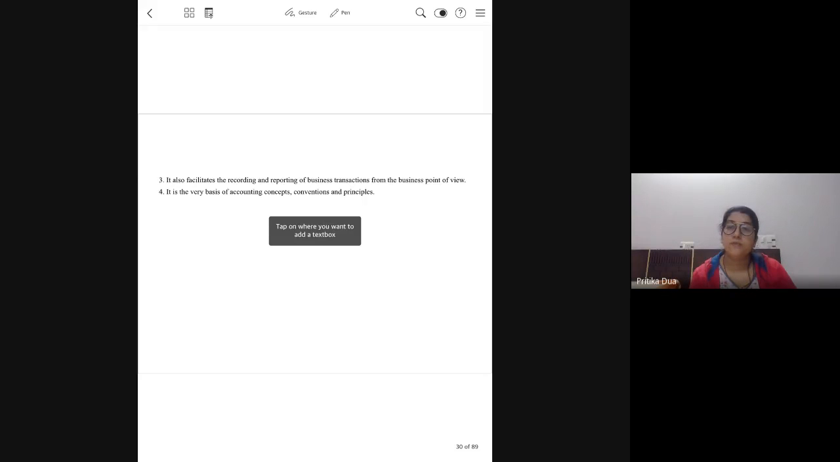So the norms which we need to follow, the first and foremost norm is that all the accounts are for the business and not for the owner. Owner is just one of the accounts in the financial statement.